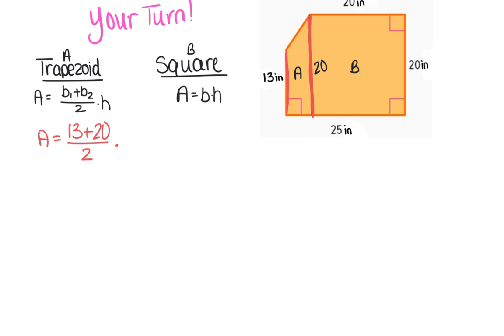And now for my height, it's going to be over here. And I can find that length because up top, this is 20 inches and that's 20 inches. And we know this whole thing is 25. So this just has to be 5 inches here since this is 20. All right, so I have 13 plus 20 divided by 2 times my height, which is 5. And then we're just going to grab the calculator and type away.